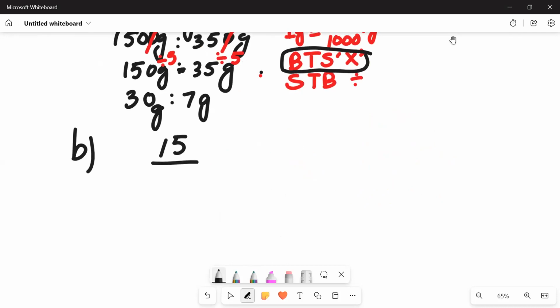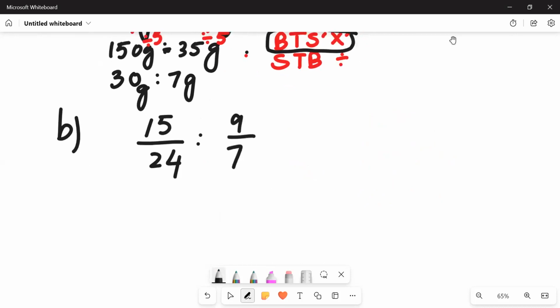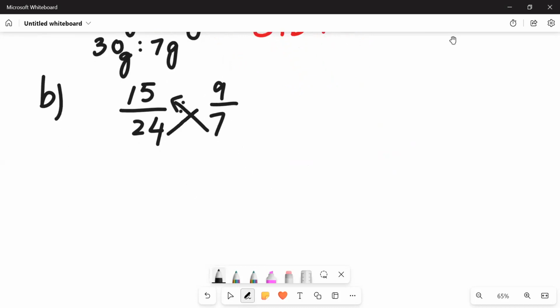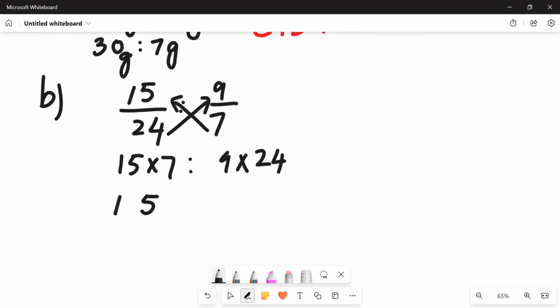15 over 24, 9 over 7. This type of ratios we will cross multiply. We will cross multiply like this. So 15 multiplied by 7 ratio 9 multiplied by 24. 15 times 7: 7 fives are 35 and 3, then 7 ones are 7 and 3 is 10. Then 9 fours are 36.